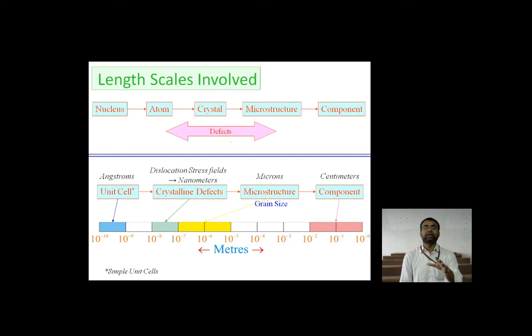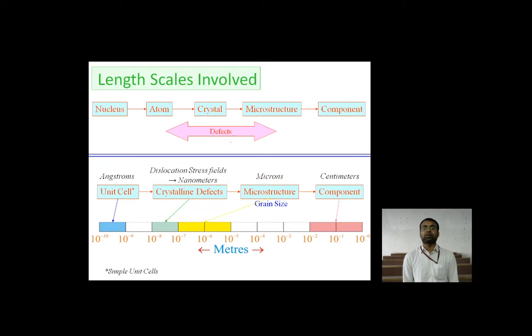So as you can say, it starts from the very small thing, the unit cell, the combination of atoms, the set of atoms, at a very fine level of meters, that is 10 to the power minus 10, the angstrom. And the dislocation stress field, nanometer, that is the crystalline defect, at 10 to the power minus 8, 10 to the power minus 7, 10 to the power minus 6, 10 to the power minus 5.